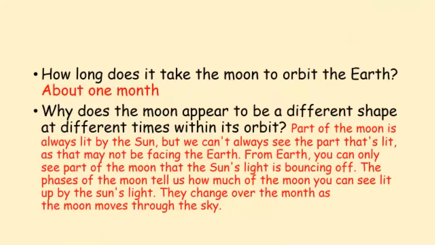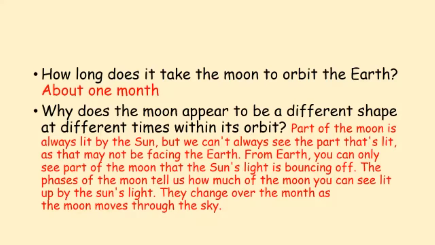Okay, so it takes about 1 month for the moon to orbit the Earth. Some people say 28 days, but I have read in other places 29.5 days, so approximately 1 month. Why does the moon appear to be a different shape at different times within its orbit? As Maddie showed us there, part of the moon is always lit by the sun. Sometimes, though, it's not the part that we can see.